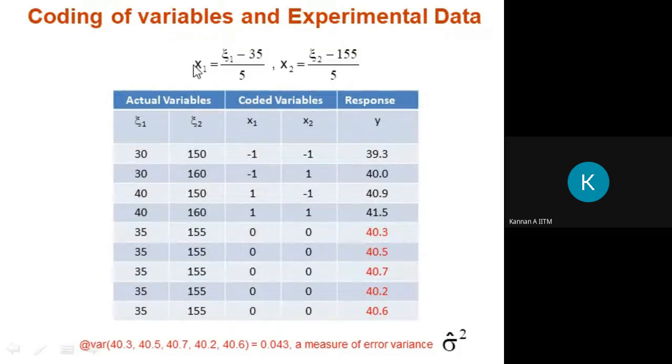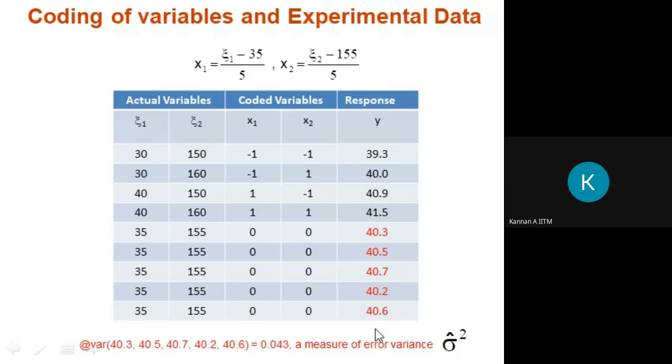So as you can see, I'm just coding it: epsilon 1 minus 35, the average of 30 and 40, my lower value and the highest value, divided by 5. For x2, epsilon 2 minus 155, where 155 is the average of 150 and 160, my lowermost temperature and uppermost temperature, divided by 5. And then we get x1, x2 falling between -1 and +1. And I'm also doing experiments at the average value of x1 and x2, 0, 0 and all that.